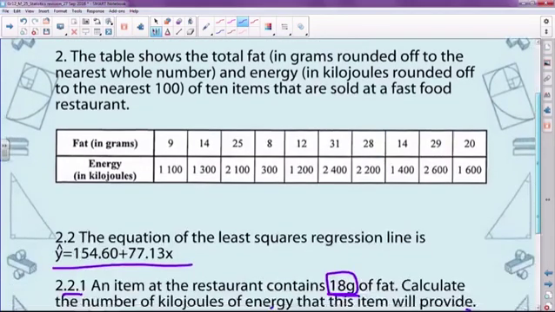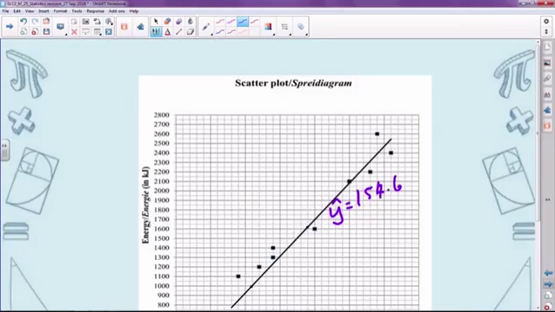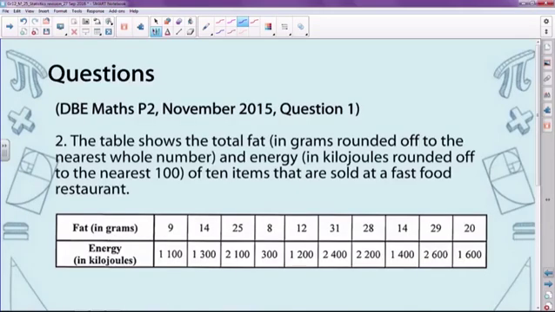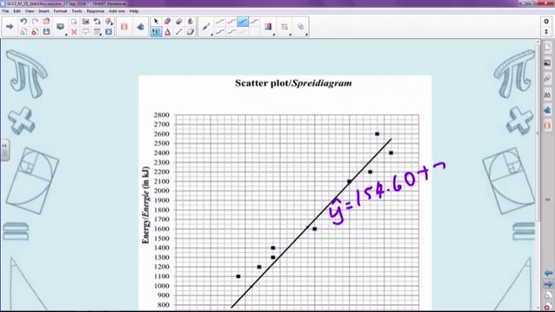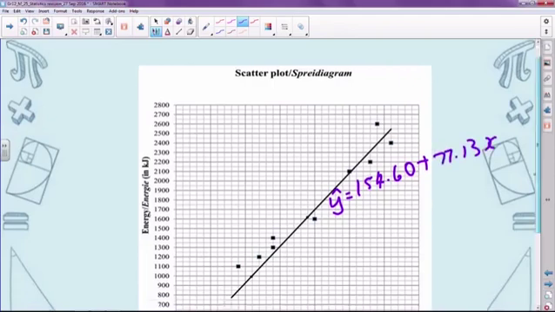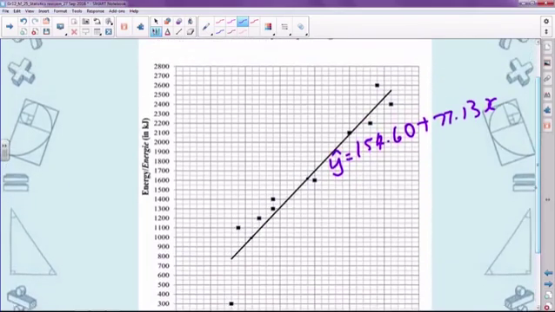All right, we've got to swap between the two screens, so it's a little bit tricky. 154,6, sorry, 154,6 plus 77,13 times x. So that's the line that we have drawn in and superimposed on our scatter plot. All right, guys, hopefully so far your diagram is also looking similar.